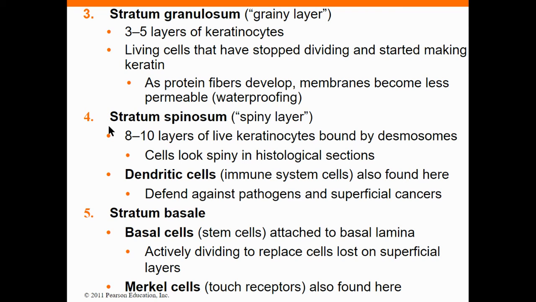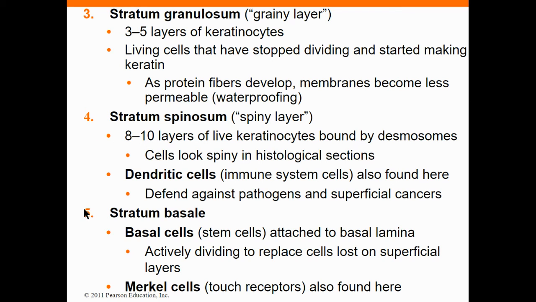So underneath the stratum granulosum is the stratum spinosum. It's the spiny layer. So some of the cells look like they have little spines coming out of them, like little protrusions. So it's about 8 to 10 layers of live keratinocytes bound by desmosomes. These are things that connect adjacent cells to the ones next to them. And the cells look spiny when we look at histological sections, which is just a fancy way of looking at it underneath the microscope. So we'll see some of those. And the dendritic cells or immune system cells can also be found in the stratum spinosum, and they are going to help to defend against the pathogens and superficial cancers.